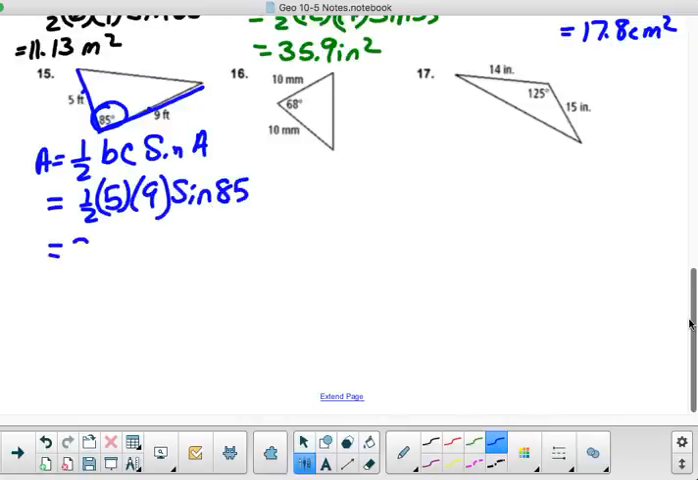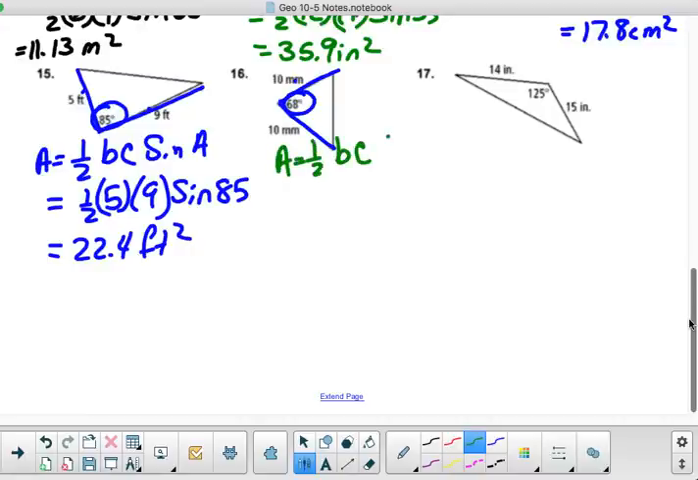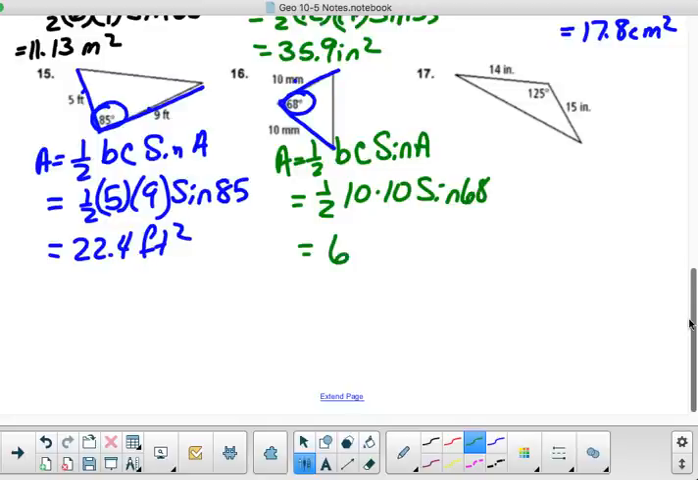And that's going to return 22.4 feet squared. Now remember, as I'm looking through this, I haven't changed the formula at all. Once I know the value of the sides, and the two sides make an angle, and I know that value, I know that the area of this triangle is 1/2 bc sine of A. Now, 1/2 is 10 times 10 here, sine of 68. I put that in my calculator, and I believe I come up with 64.4 millimeters squared.